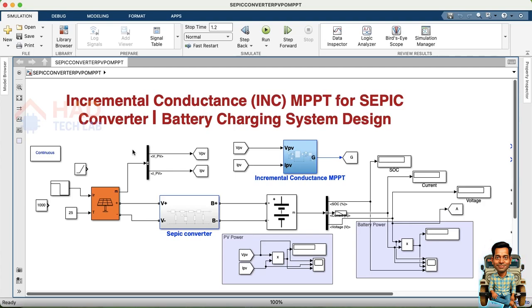First one: how to design a SEPIC converter in MATLAB, where I explained the complete operation of the SEPIC converter, how the circuit behaves during switch on and switch off states, how SEPIC can work as both a buck and boost converter depending on input and output conditions, then the complete design and calculation of inductors, capacitors, switch selection, then ripple analysis and more. Then the second one: how to implement the INC MPPT algorithm for any DC to DC converter.